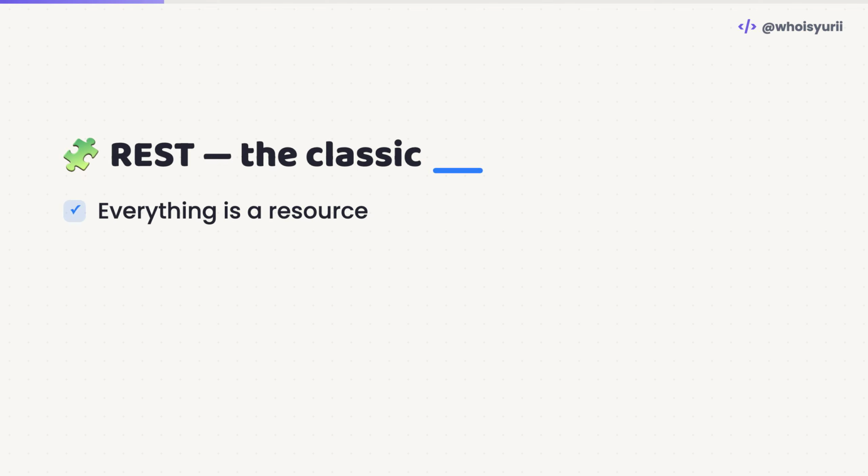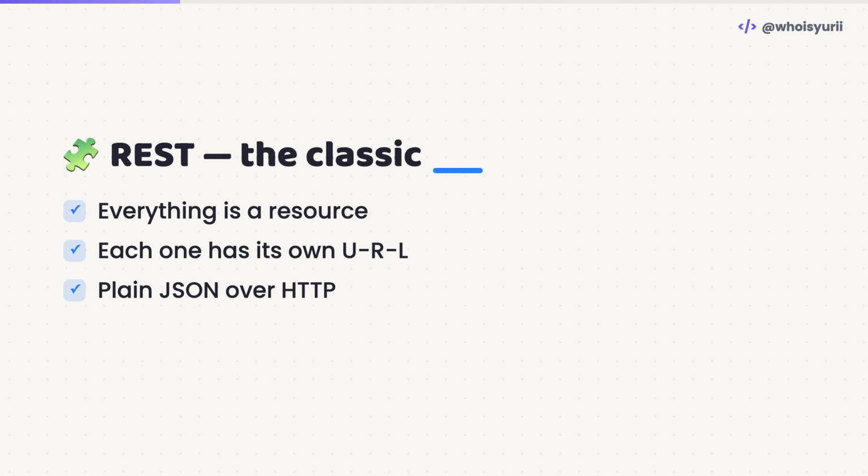REST is the classic, and still the most common. Everything is a resource with its own URL. You exchange plain JSON over HTTP, and it's stateless and easy to cache. It powers most public APIs you already use, GitHub, Stripe, and Twitter included.